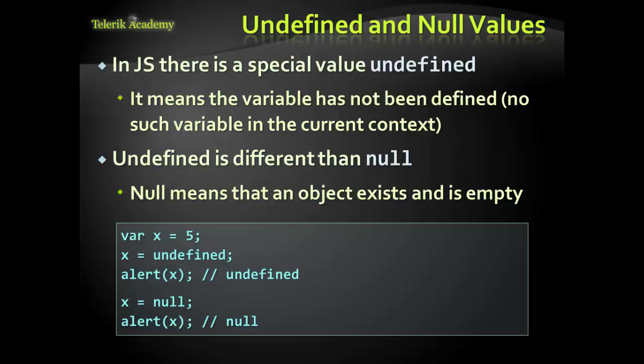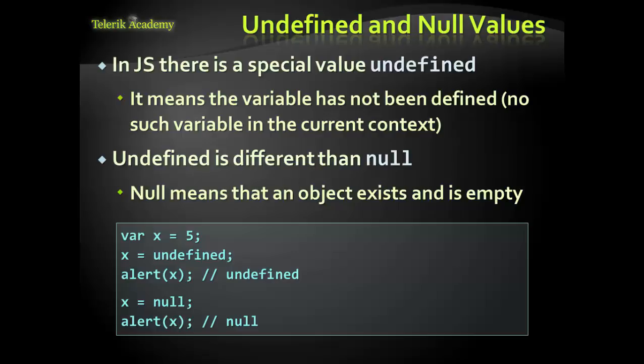Null is usually the value of an unassigned variable. Once we have a variable and we don't assign anything into it, we can also manually assign the value of null. It means that the variable is defined, but its value is currently empty. It doesn't contain anything important or anything at all.